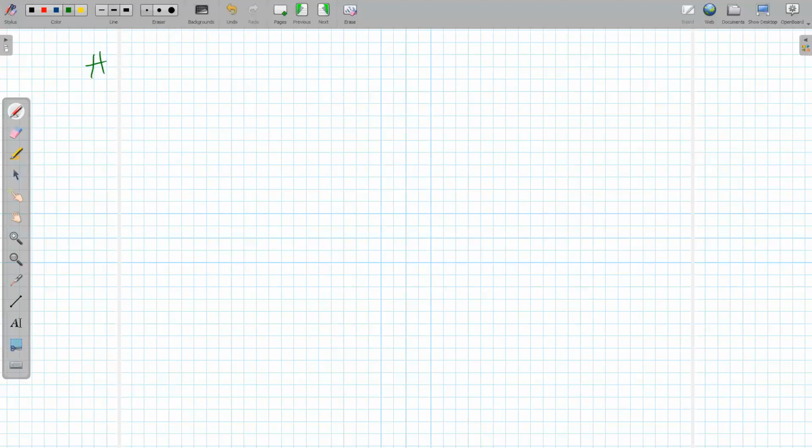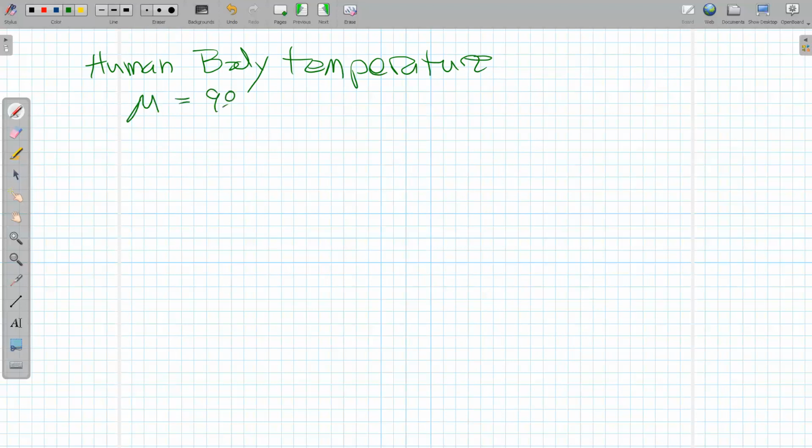And we all have this idea about what's normal for body temperature and what's abnormal for body temperature. So, human body temperature. And we think that mu is the population mean. We think it's about 98.6 degrees Fahrenheit, the commonly quoted body temperature.